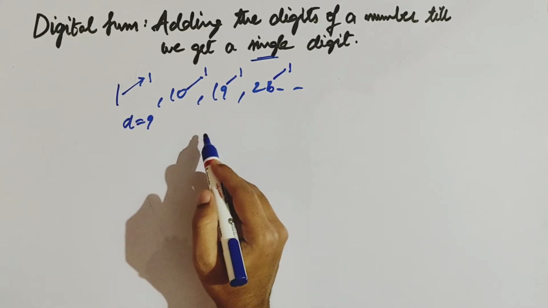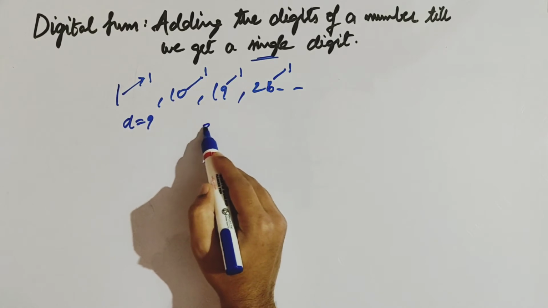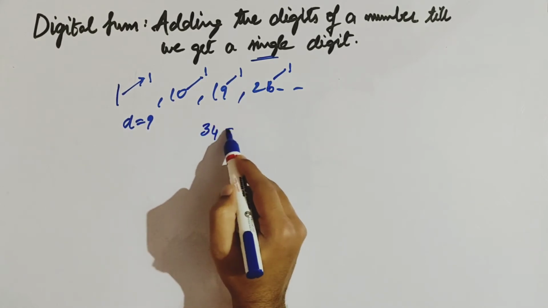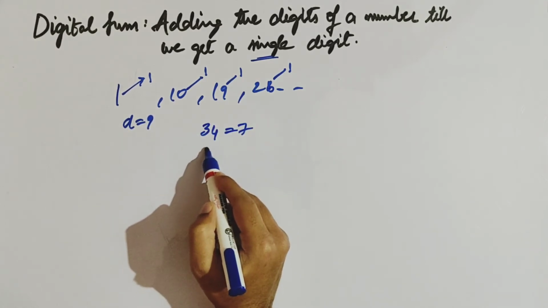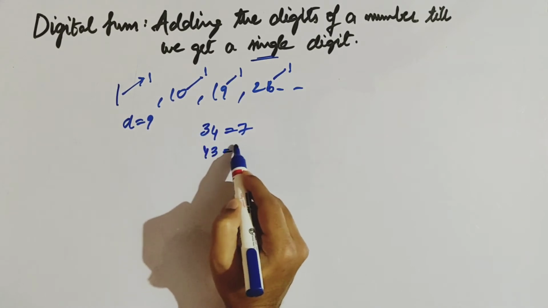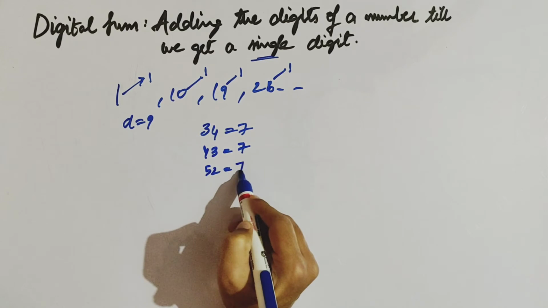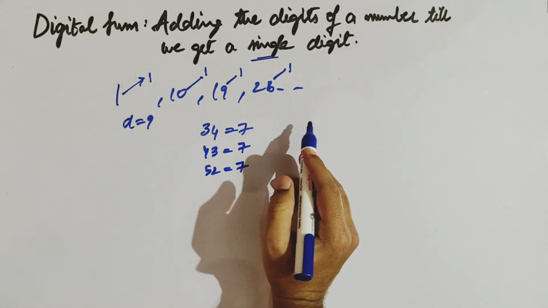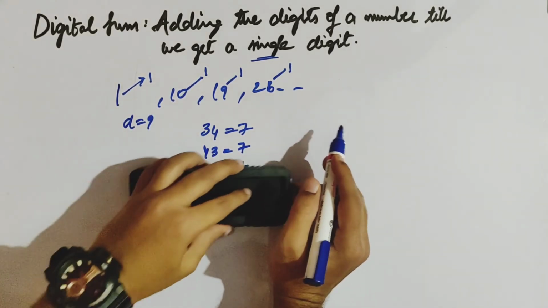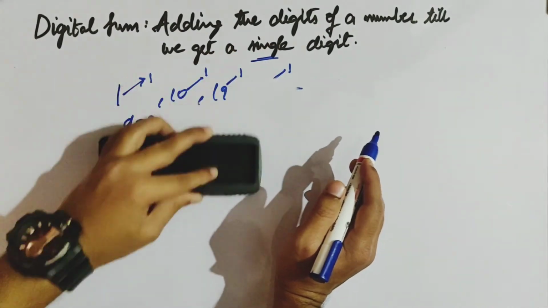So let me take another small example. If I take the number 34, the digital sum is 7. If I add 9 to this, my digital sum will again be 4 plus 3, 7. Again if I add 9 to this, I will get 52 and again my digital sum is 7. So we'll be using this method to find the digital sum of any number.